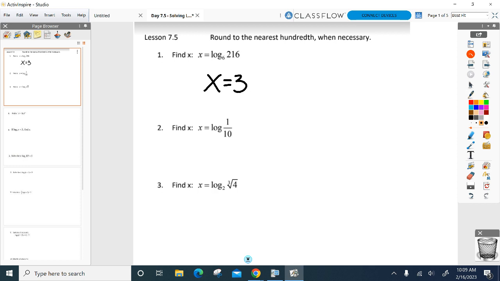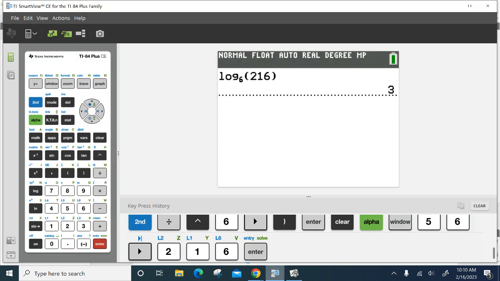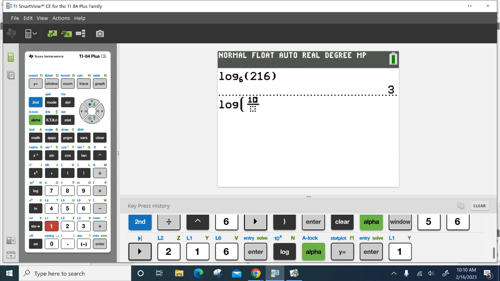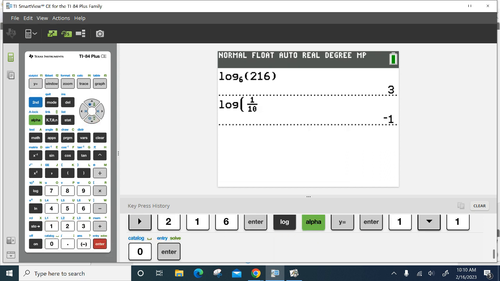For number 2, I just want to go over something real quick. Notice there's no subscript. Here there was a 6, there's no subscript. If there's no subscript, you know what number is actually there? It's not a 1. It's 10. If it's not there, it's a 10, but you can also use the log button to the left of the 7. You can hit that one if there's no subscript. So log, get my fraction out, 1/10. And there you go, -1.